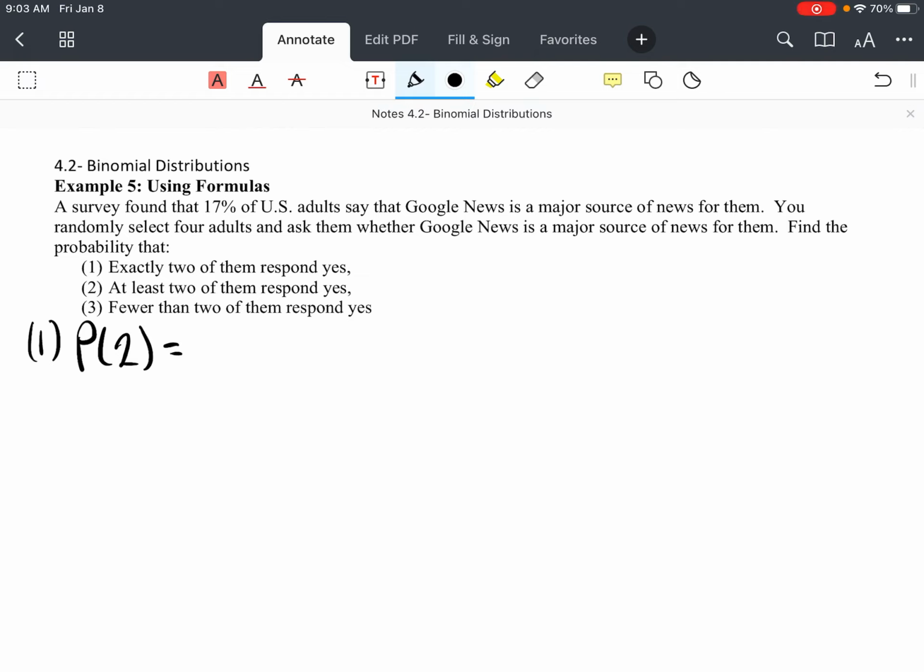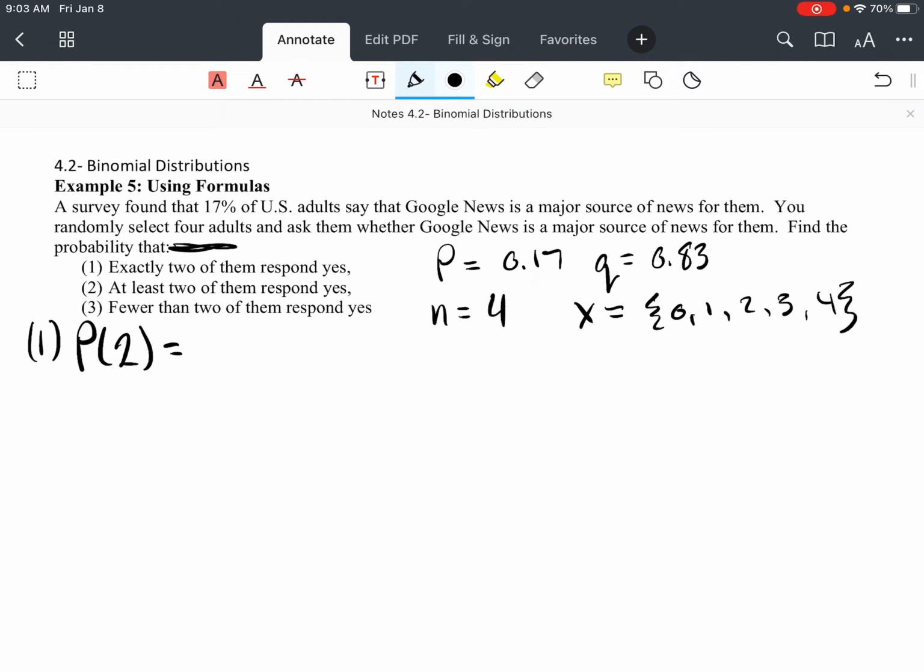Okay, so this is exactly what we did in that binomial distribution up above. So we're picking, I guess we need to pull out part. So P, the probability of success, is 0.17. Q is the probability of failure, so that's 0.83. N, so that's the number of people that we're pulling. There are 4 adults that we're randomly asking. And then X, since N is 4, then X would be 0, 1, 2, 3, or 4 adults. Okay. In this case, we're picking the probability that exactly 2 of them respond yes. So we're just focused on this one probability.